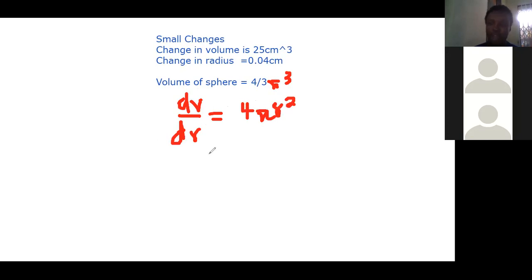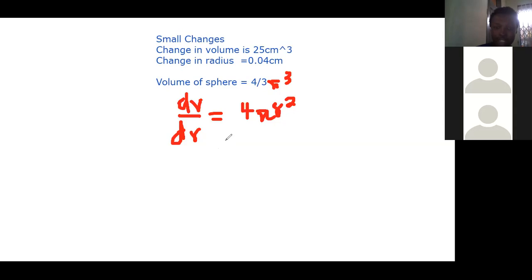Now, the question says we should find the approximate value of the radius. So we are looking for r. This one is the change in radius, not r, not the radius itself. So we are still going to use our normal formula.